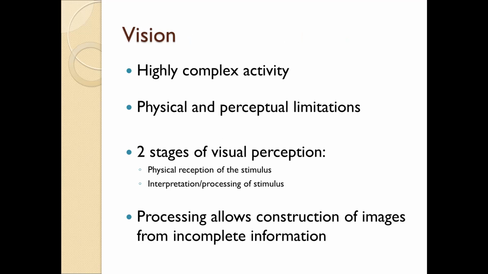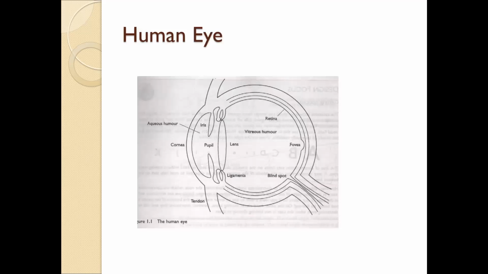Vision is a highly complex activity: the physical reception of the stimulus from the outside world and the processing and interpretation of that stimulus. In the human eye, what are the components? The cornea is a transparent structure, and behind the cornea is a ring-shaped membrane called the iris.